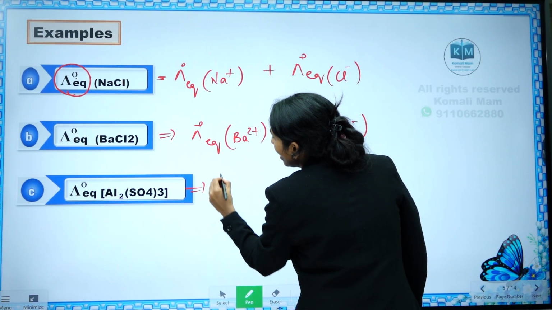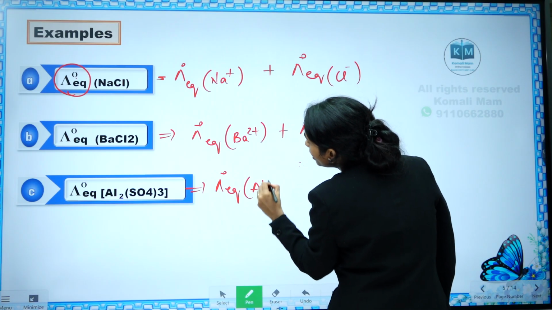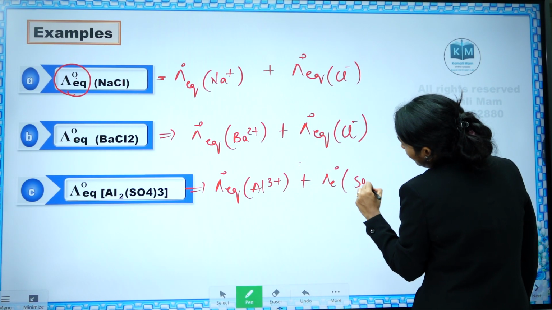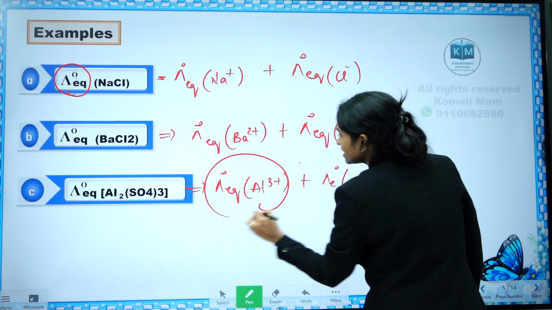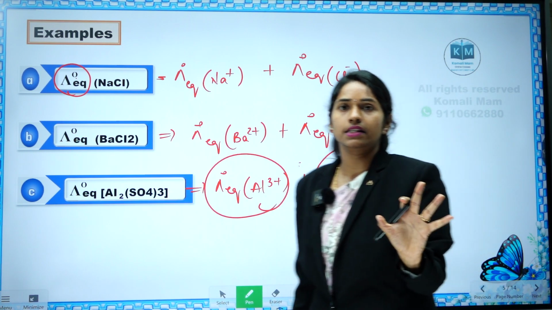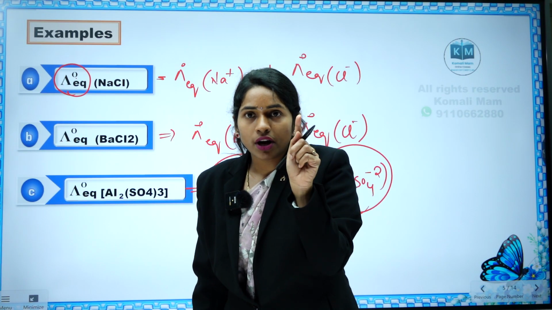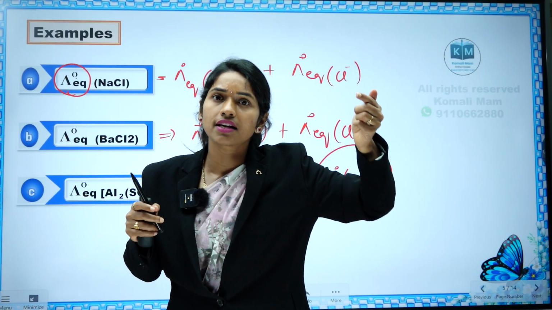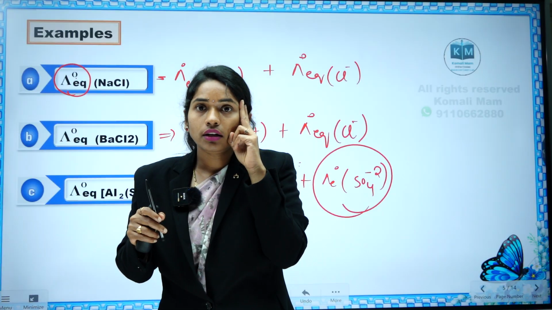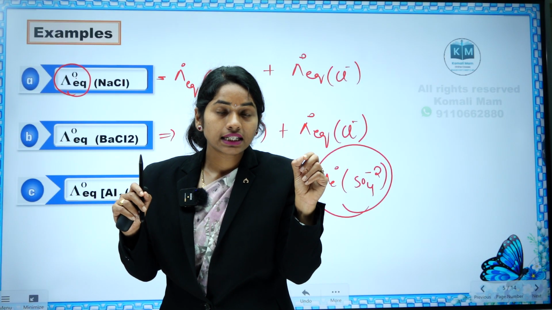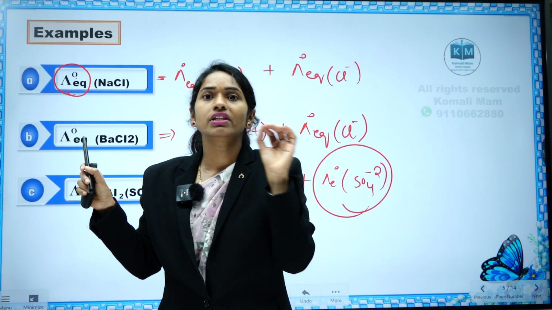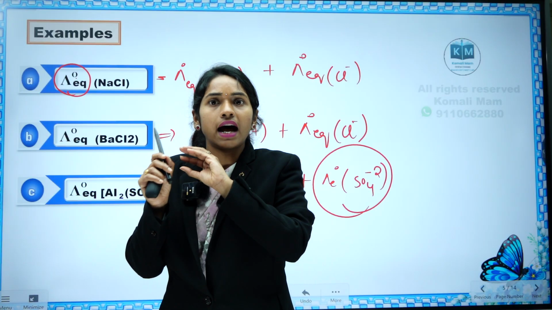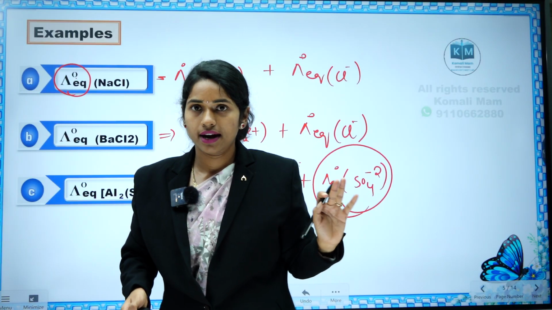Then equivalent conductivity of aluminium ions plus equivalent conductivity of sulfate ions. Which cation is present, which anion is present, that's it. Okay. First point is molar conductivity means sum of all cations and anions, and how many ions are there also we should multiply. Tip number 2, equivalent conductivity means we should not multiply with the number of ions. Just which ions are present, those equivalent conductivities we have to add, right?